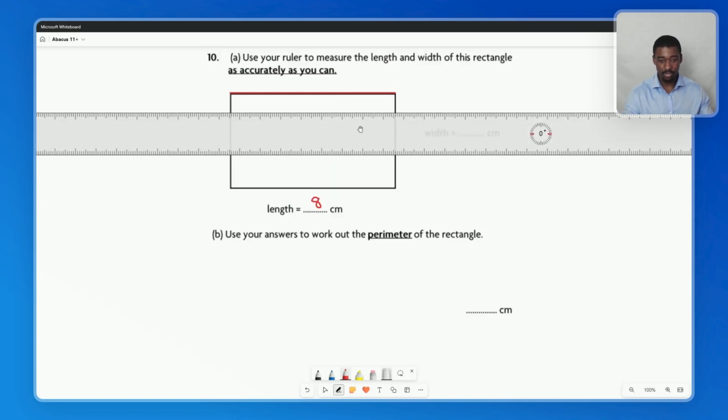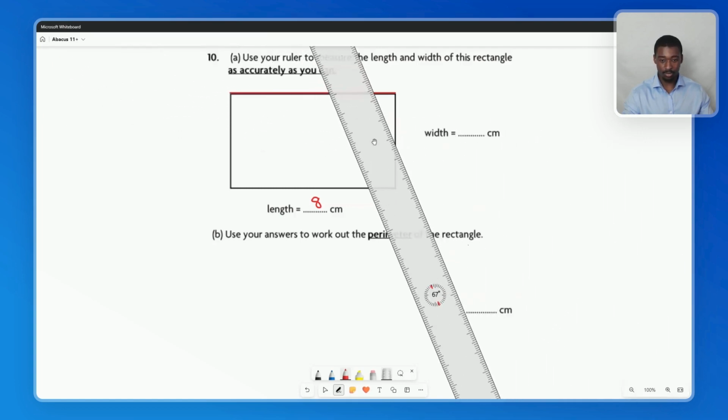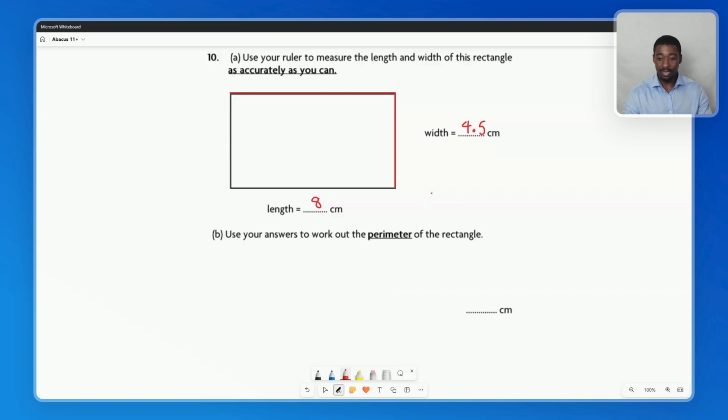And then the width, you'll take it, spin your ruler around, line it up, and let's see what it gives us. Here we have 1, 2, 3, 4.5. Okay, so here it's 4.5 centimeters. So that's part A done, but now let's do part B. Use your answers to work out the perimeter of the rectangle.